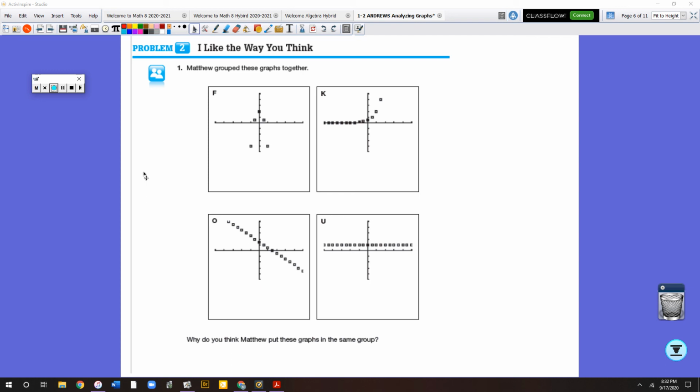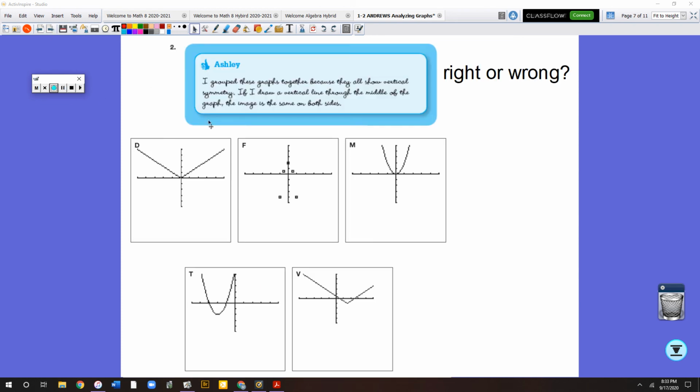Take a look at these graphs. Why do you think that Matthew put these graphs in the same group? All right, Ashley has these graphs in a group together, and she says, I group these graphs together because they showed vertical symmetry. If I draw a vertical line through the middle of the graph, the image is the same on both sides. Is she right or is she wrong?